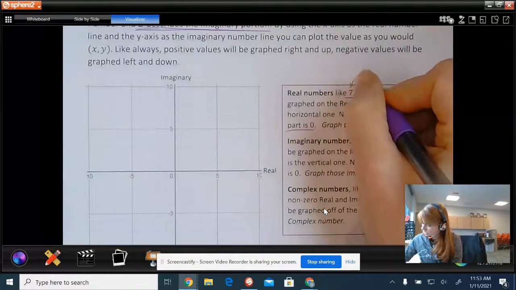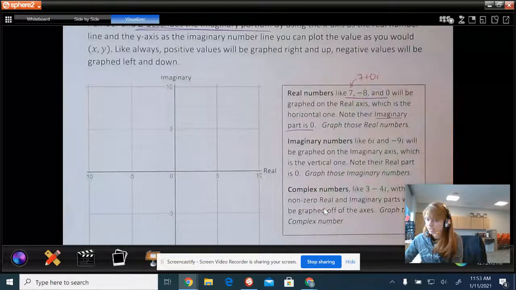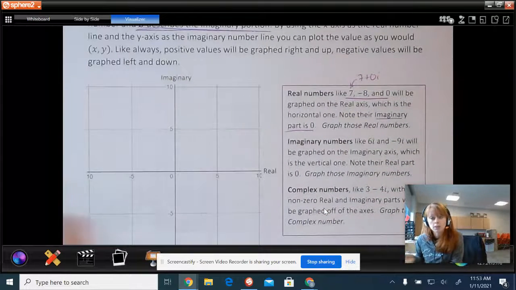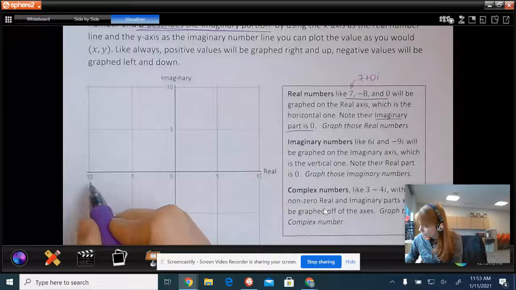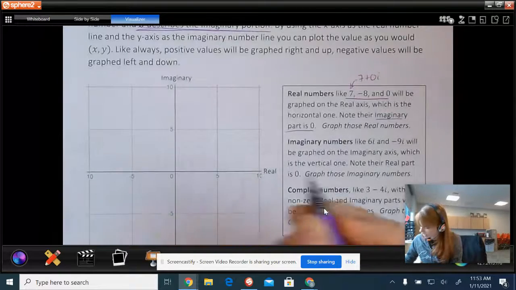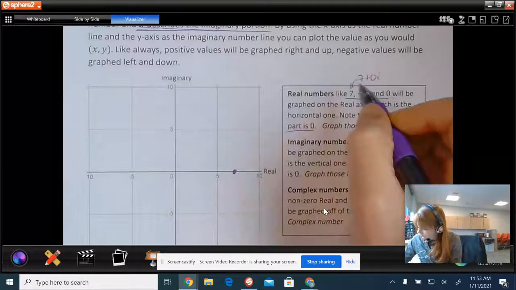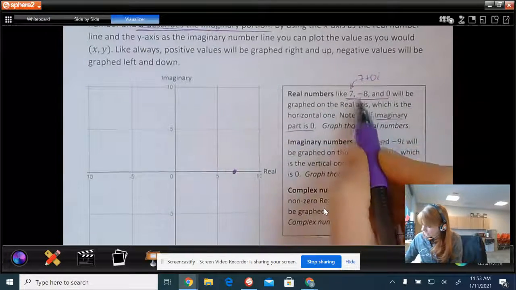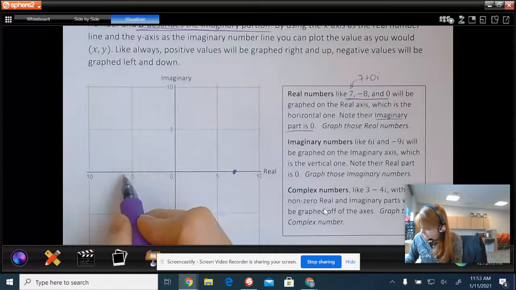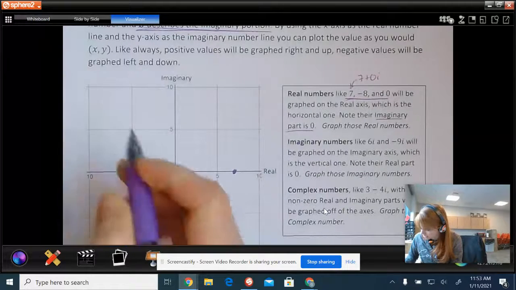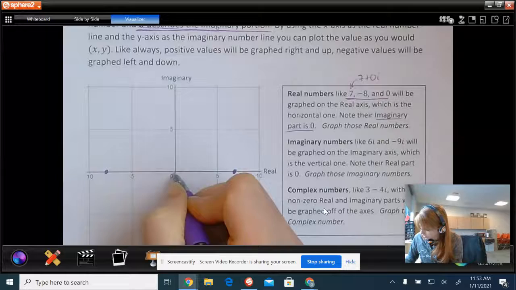So you could say 7 plus 0i. It is still a complex number. So we'd only see the point on the real number line. So there's 5, 6, 7, is our first point, and then -8, right? 5, 6, 7, 8, and 0.